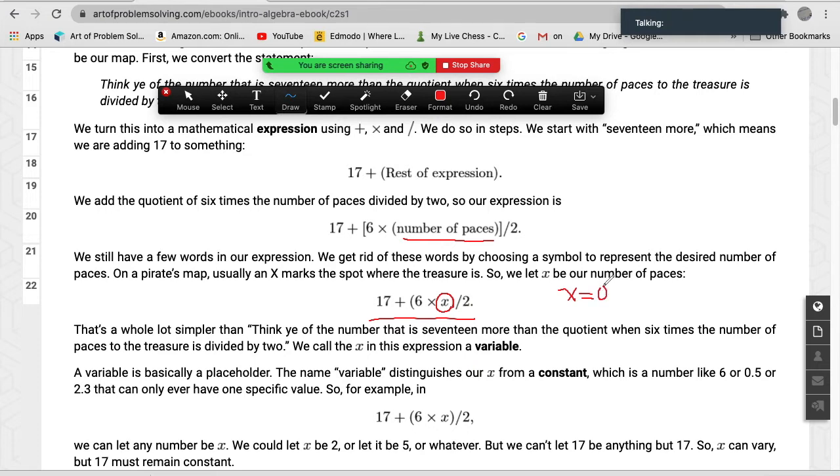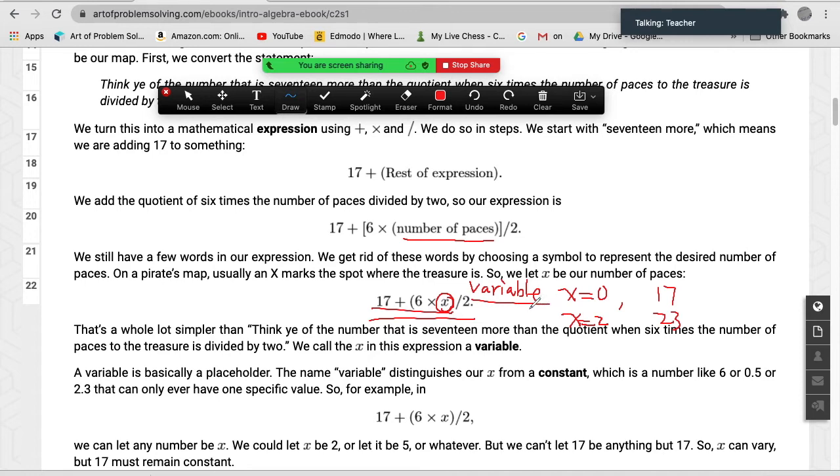Suppose x equals 0. Then 6 times 0 gives you 0, right? Then 0 divided by 2 is 0. So this expression will give you the value 17, right? If we give x a value like 2, we do 6 times 2, that's 12. 12 divided by 2 is 6. So 17 plus 6 gives you 23. See, here we call x a variable. That means this one we can change. We can change it. So this is called a variable.